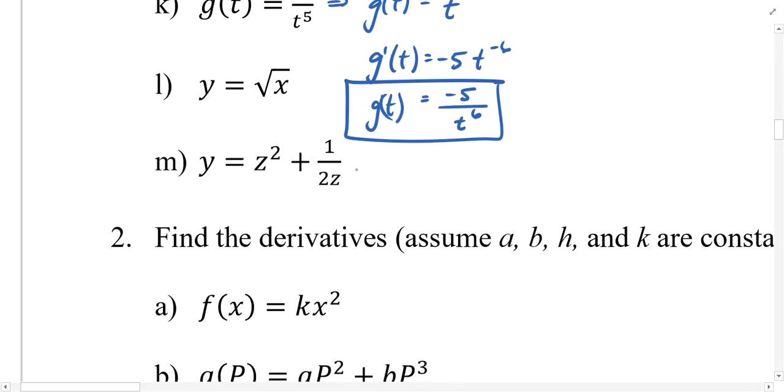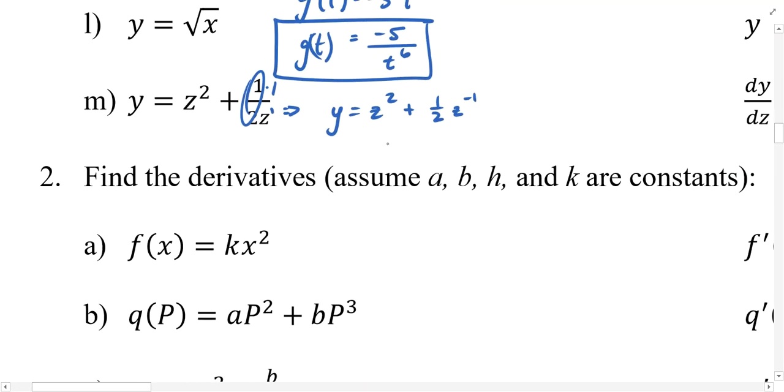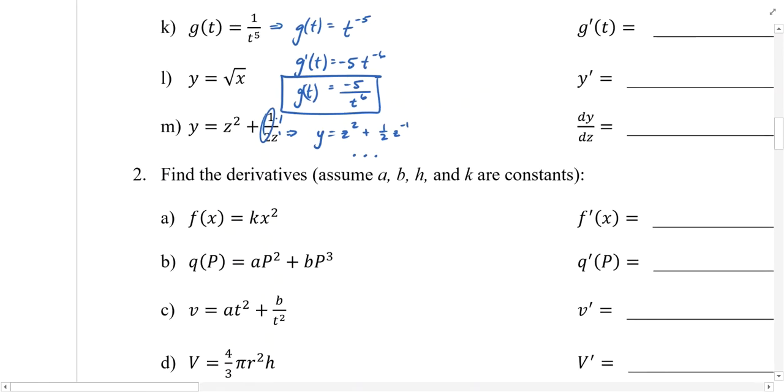Part M is done in a similar fashion. So I would rewrite this equation first as, well, we'll leave the z squared alone. And then I'm going to treat this 1/2 as a coefficient. And then this z, which technically is z to the first power in the denominator of a fraction, so it's kind of like 1/2 times 1 over z. So I'm going to treat this as 1/2 times z to the negative first power. And now we can apply the derivative rule, especially the power rules, to both of these terms, much like we did in part K.